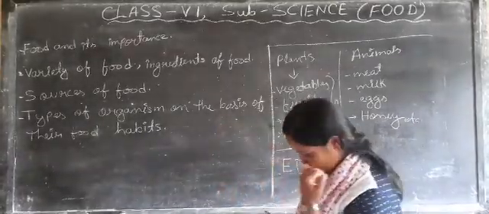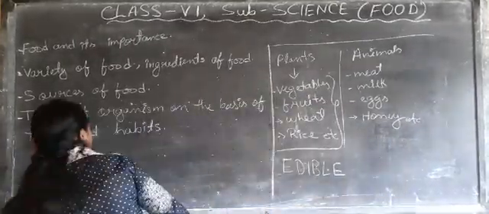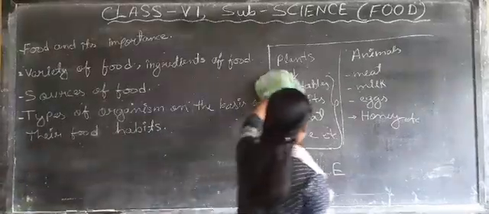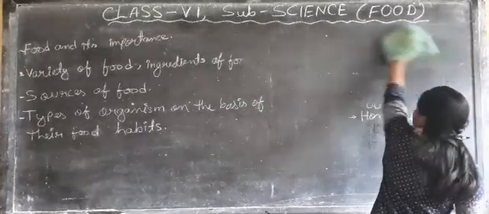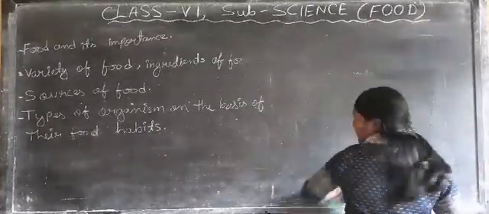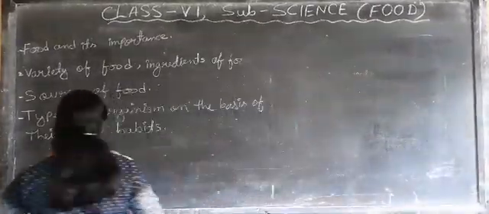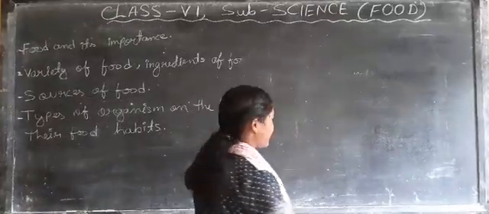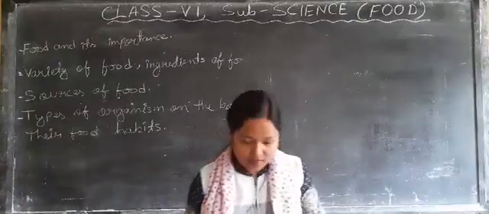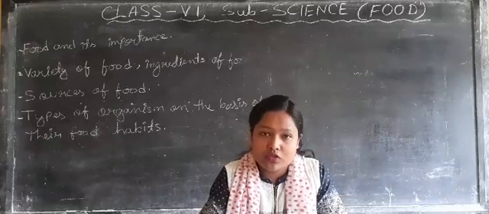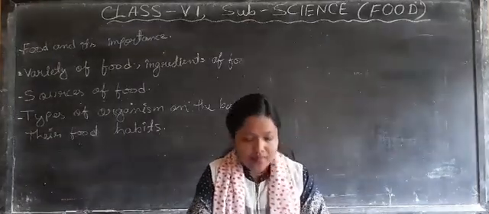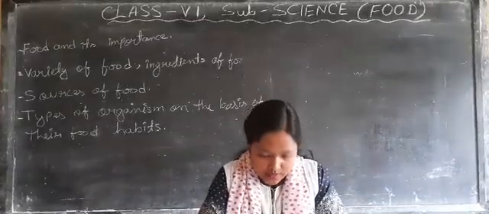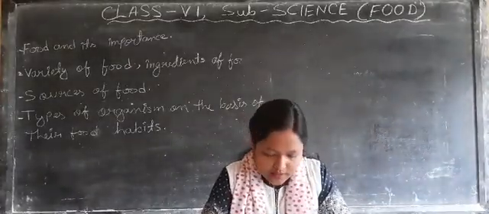Next, we'll discuss honey. How is honey collected? Who collects the honey? Honey is collected by honeybees. They collect the nectar from the flower. The nectar is the sweet juice of flowers. They collect the nectar from the flower and then they store it and make it honey.